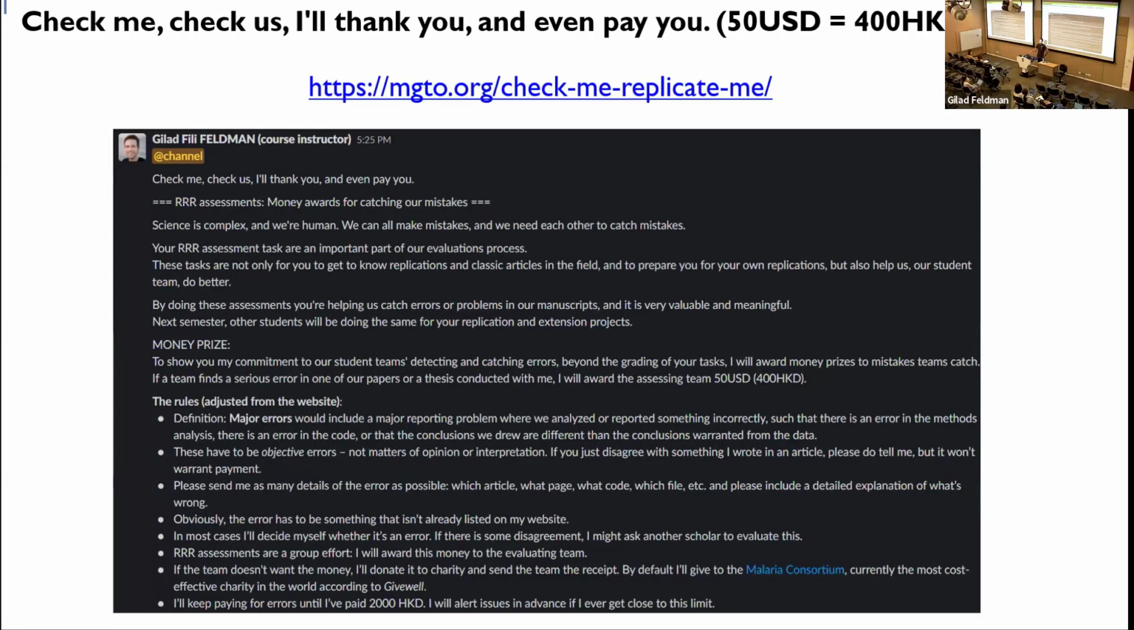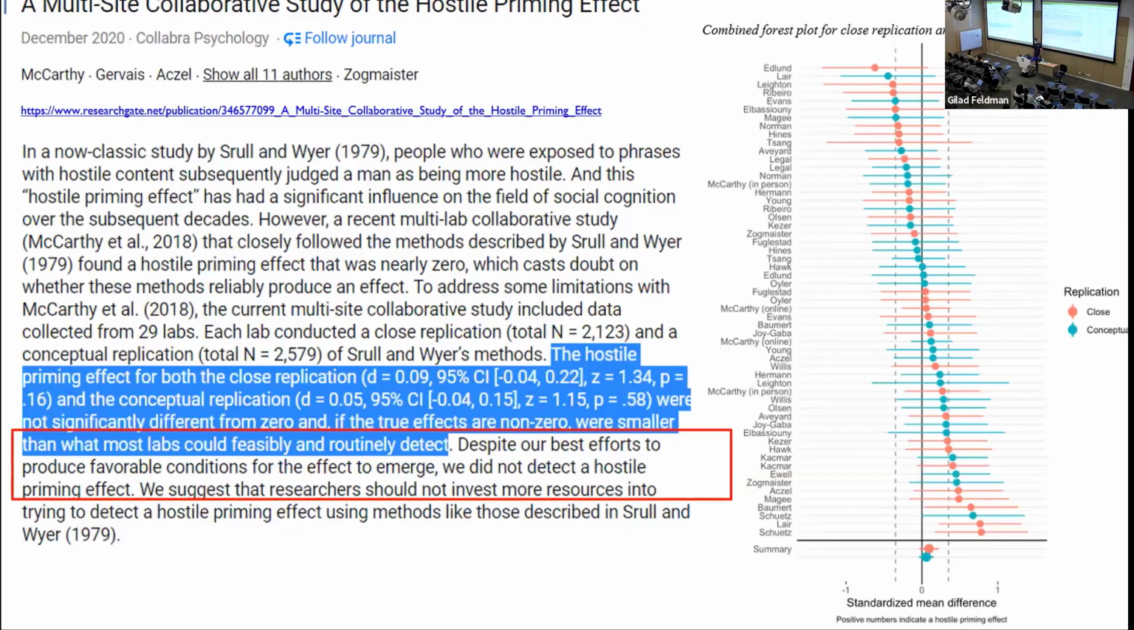So another error, which is another reminder: please check our work. I don't want 50 years after I publish something for somebody to find this kind of stuff in our work. So please help me and our students do better by checking us, replicating us. I'm willing to pay a lot of money for this, just to make sure that I can sleep at night.